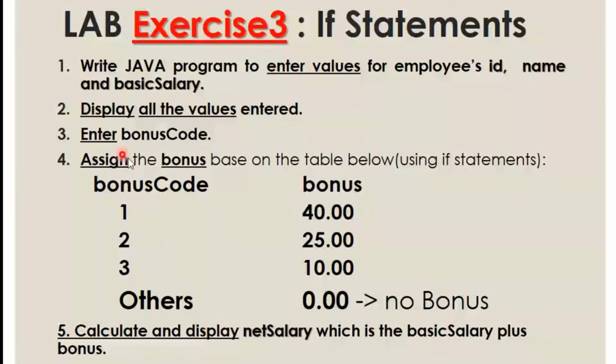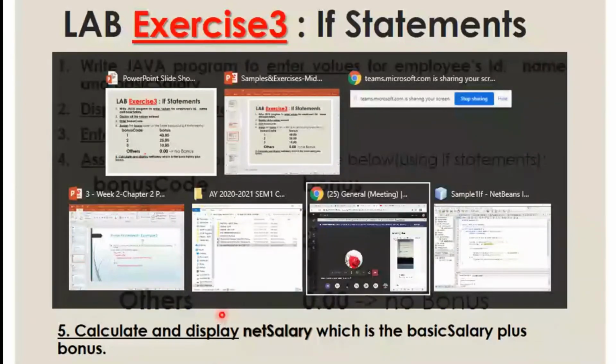Now, for you to have the if statement, you are to enter the bonus code. If the bonus code is equal to 1, then you assign the bonus as 40. Else if, then the bonus is 25. Else if, then the bonus is 10. Else, there is no bonus, 0.0. After that, you calculate and display the net salary, which is the basic plus the bonus you have assigned.